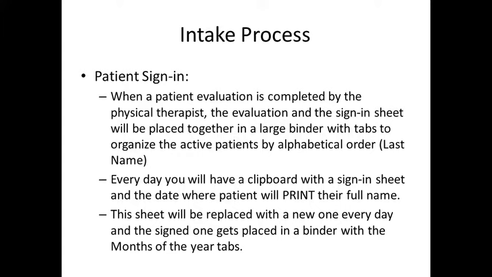So you're going to have 2 binders. One that's going to have the tabs for alphabetical order, where you're going to keep the patient's personal sign-in sheet that they fill out during the intake, as well as the evaluation, which is the plan of care that the therapist writes for that first visit. And you're going to put that together in that binder in alphabetical order by their last name. And then the other binder you're going to have with the months of the year tabs. And in that binder, what you're going to put is the sign-in sheet that you have out on the clipboard where patients sign in. So it's like the daily sign-in sheets.